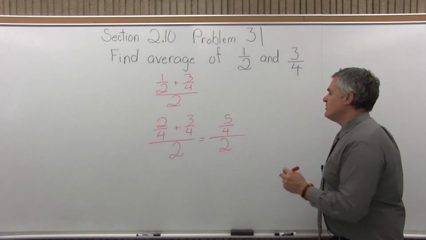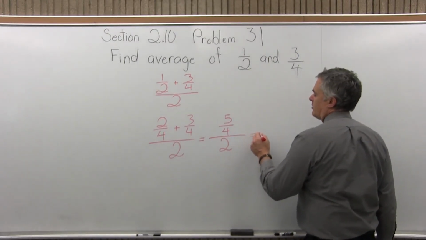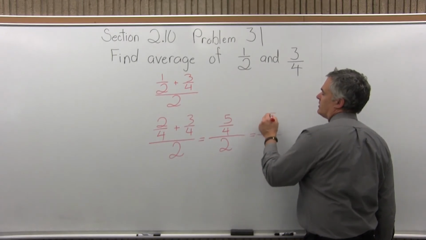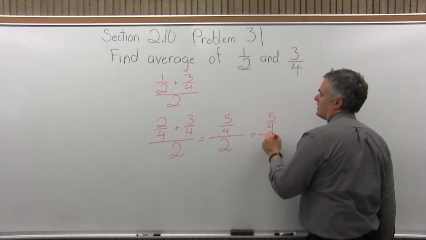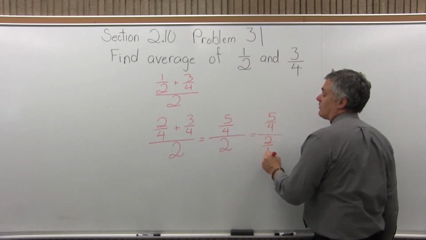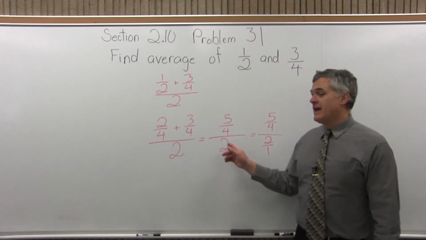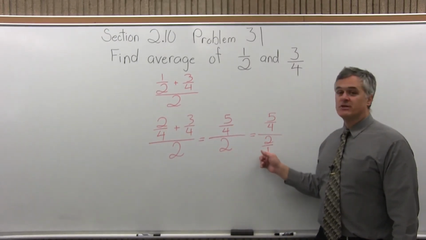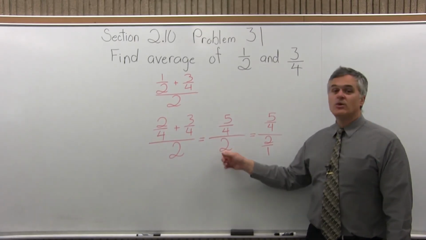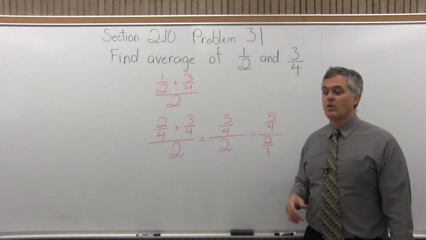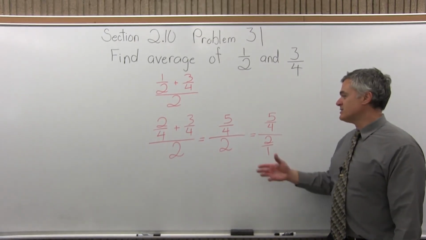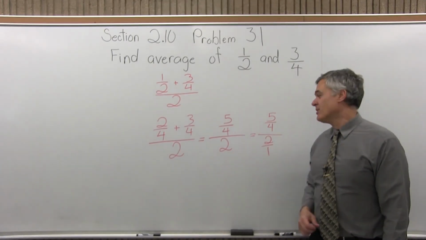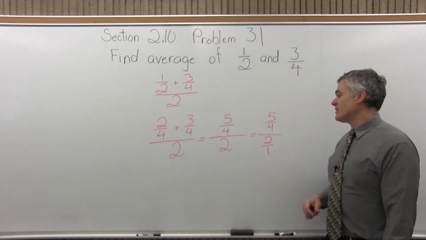Well, the divide by 2, to make this work in more of a way that you would recognize, let me do 5/4 divided by 2 over 1. Again, that 2 I wrote as a fraction by just putting a 1 under it. Any whole number can be written as a fraction by putting a 1 under it. Now, why would I want to do that? It seems that whole numbers typically are easier to deal with than fractions.